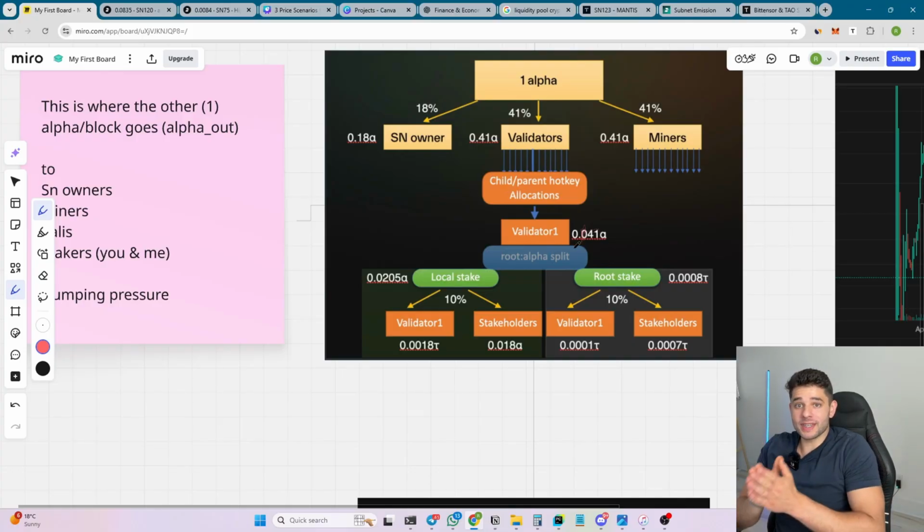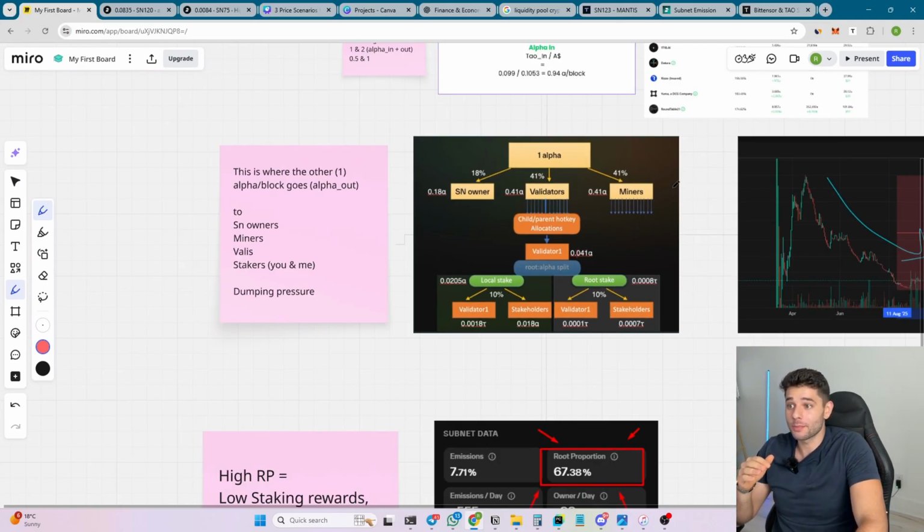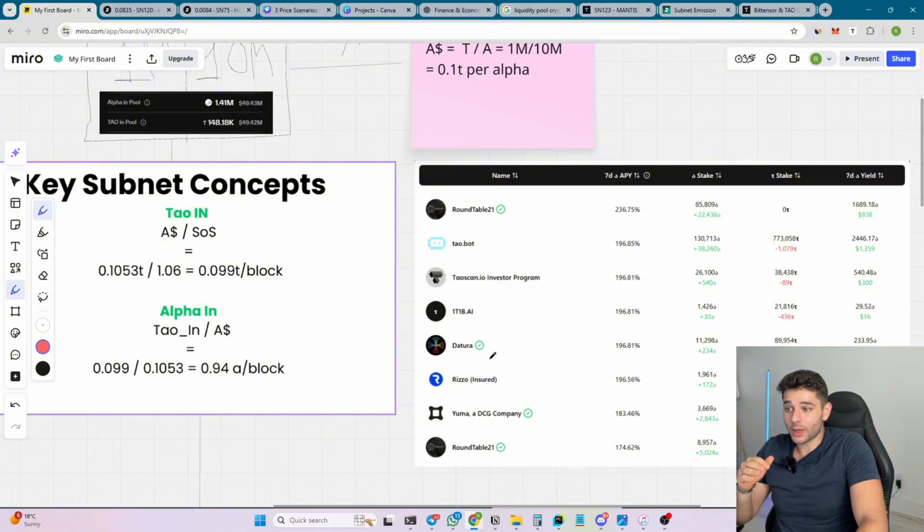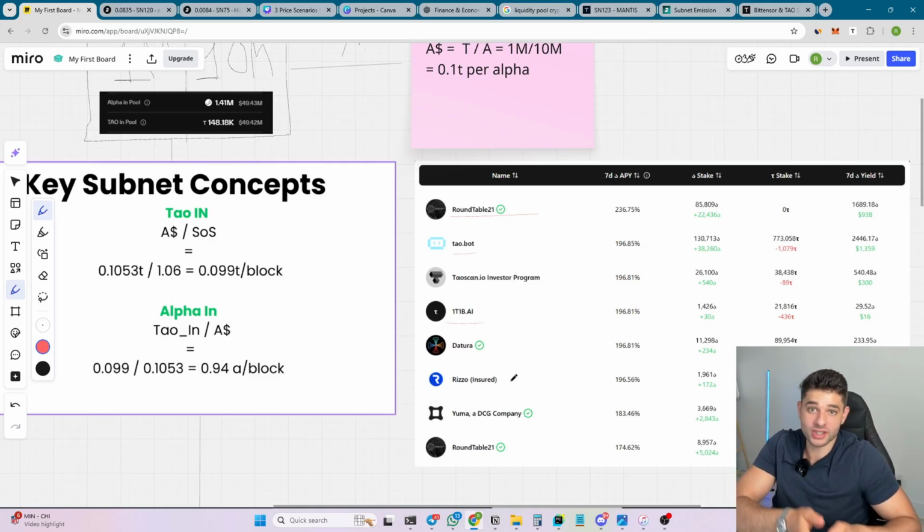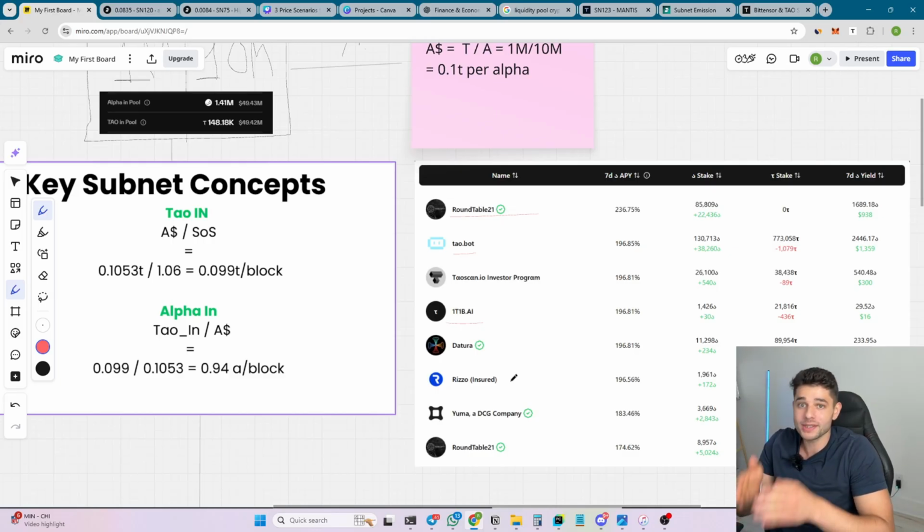So once you stake on a validator, like I said, the validator needs to split it between alpha stakers on that same validator and root stakers on that same validator as well. It took me freaking 1 month to understand that. But these right here are validators, TaoBot, Roundtable 21, whatever. These guys have people who stake with them either on root, which is subnet zero, or on different kinds of subnets. But you always stake through a validator.